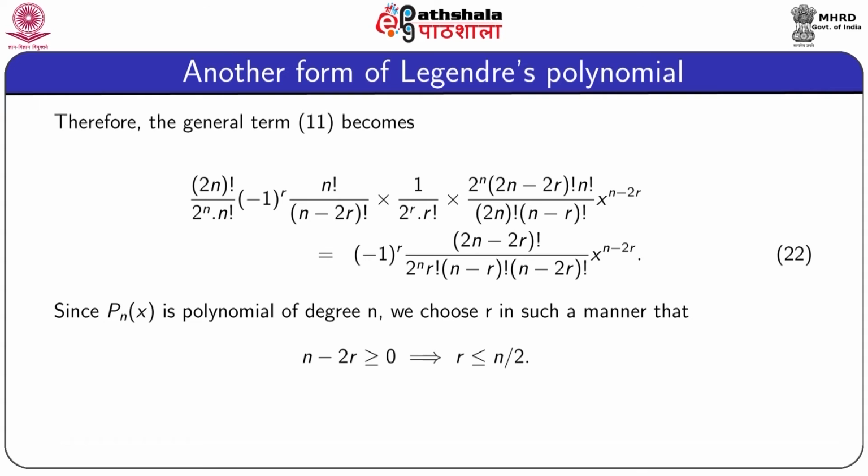If we now put all these simplified terms, the general term 13 gives the expression given in equation number 25, which is minus 1 whole to the power r, 2n minus 2r factorial divided by 2 to the power n into r factorial into n minus r factorial into n minus 2r factorial, x to the power n minus 2r. Since P n of x is a polynomial of degree n, we choose r in such a manner that n minus 2r is always greater than or equal to 0, which implies r is less than or equal to n by 2.